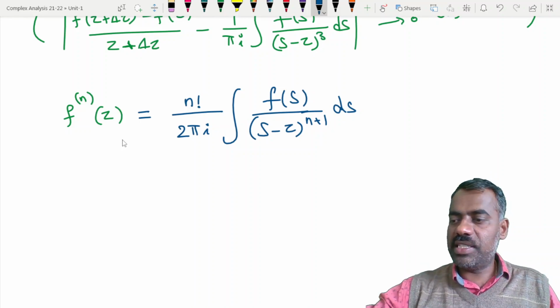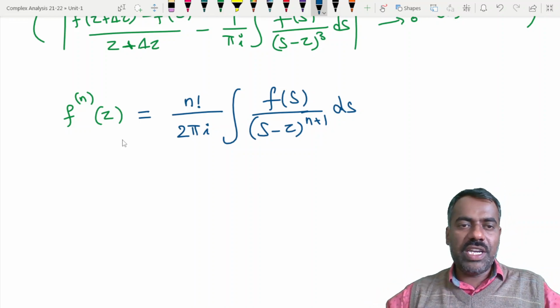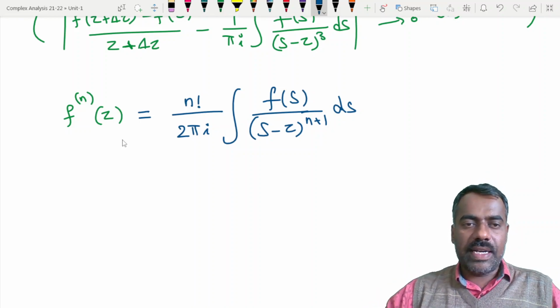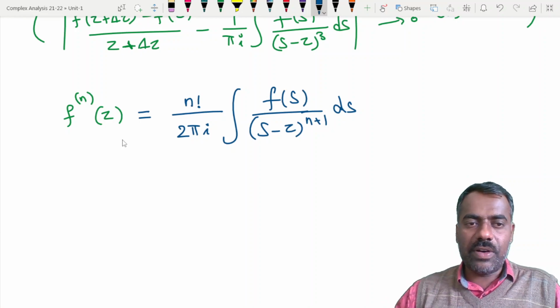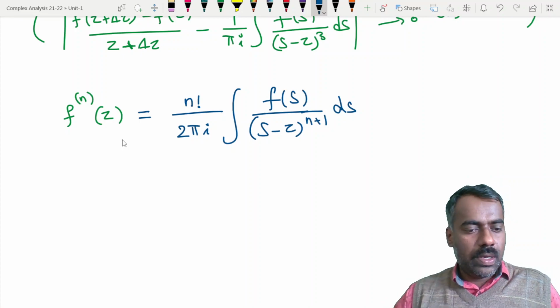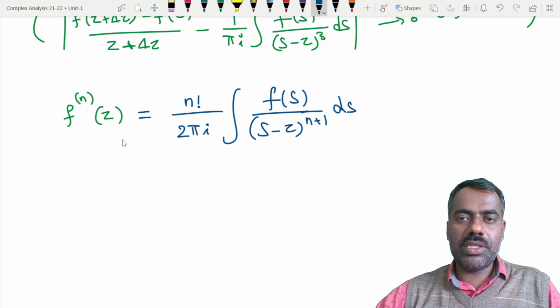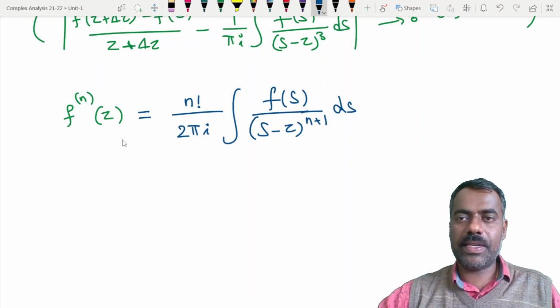This is about the Cauchy integral formula and its extended form, the Cauchy integral formula for derivatives. We'll see some consequences of this Cauchy integral formula next. We'll stop here.